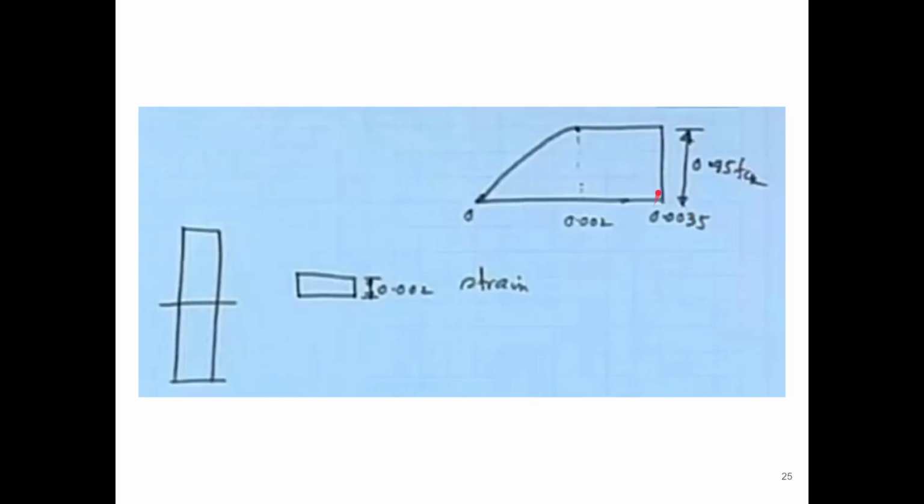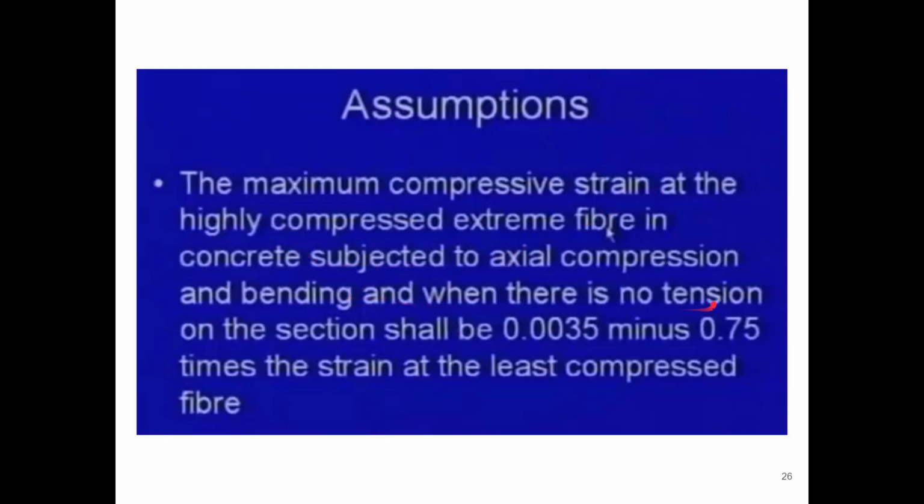So as you saw here, in case of concrete subjected to axial compression and bending both, and when there is no tension, then it will be a little less. Okay, so there it will be, because both are acting, right? So there it will be 0.0035 minus 0.75 times the strain at the least compressed fiber.